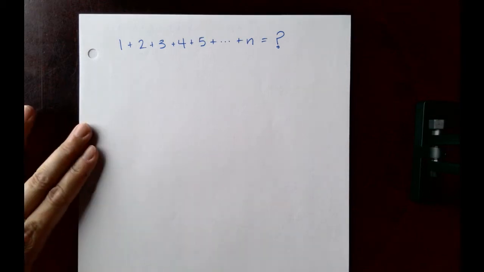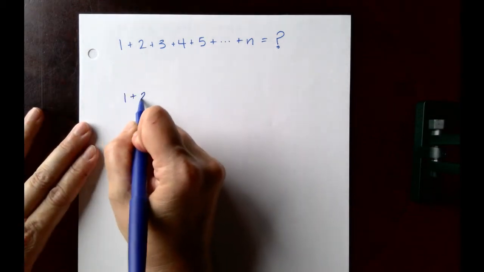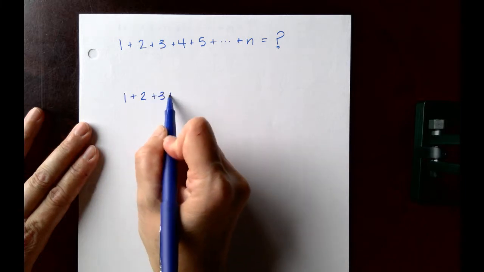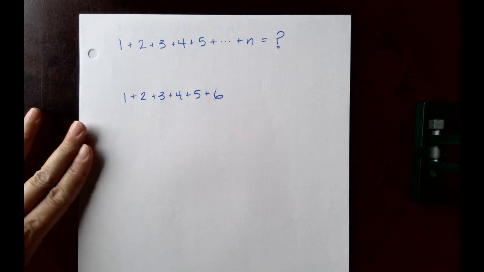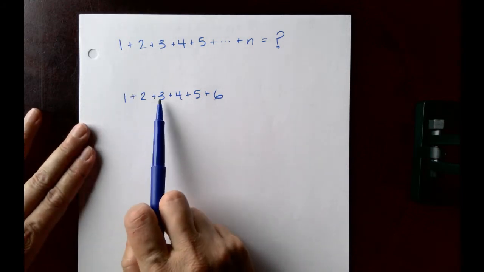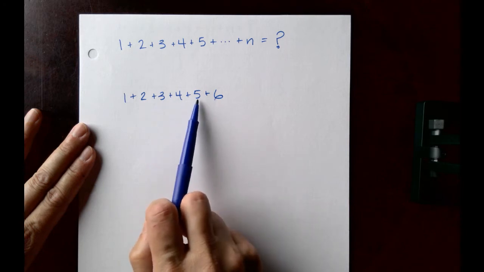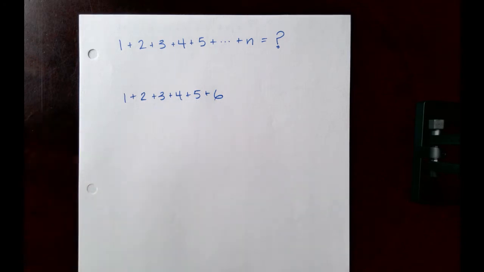Let's pretend for a moment that we just need to do 1 plus 2 plus 3 plus 4 plus 5 plus 6. We're adding up the counting numbers 1 through 6. And if you did this by hand, you'd get 3, 6, 10, 15, 21. Okay, you could just do it by hand.